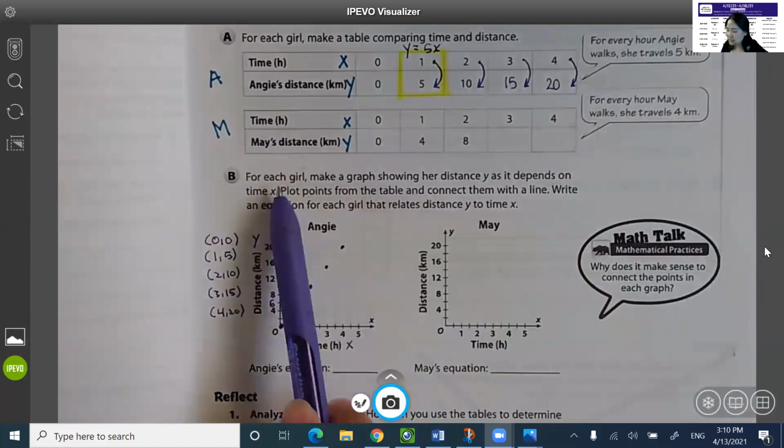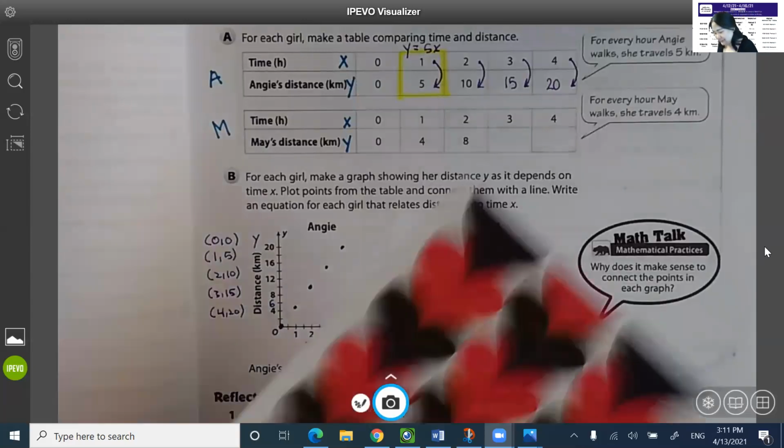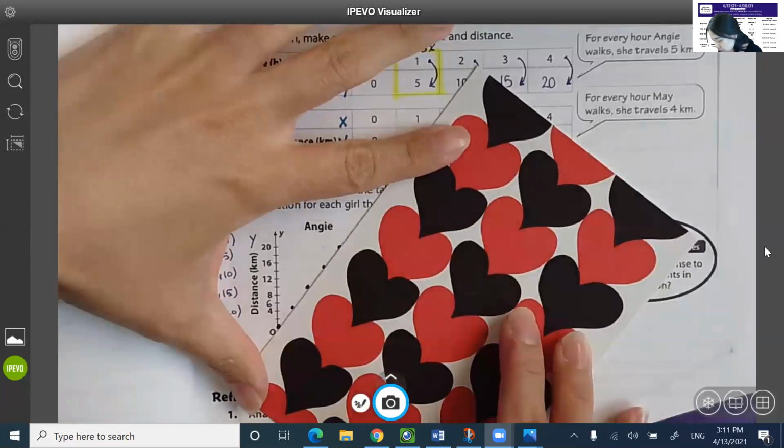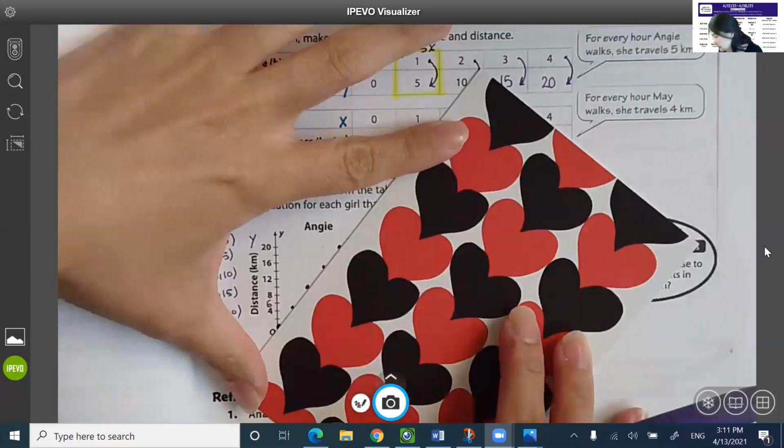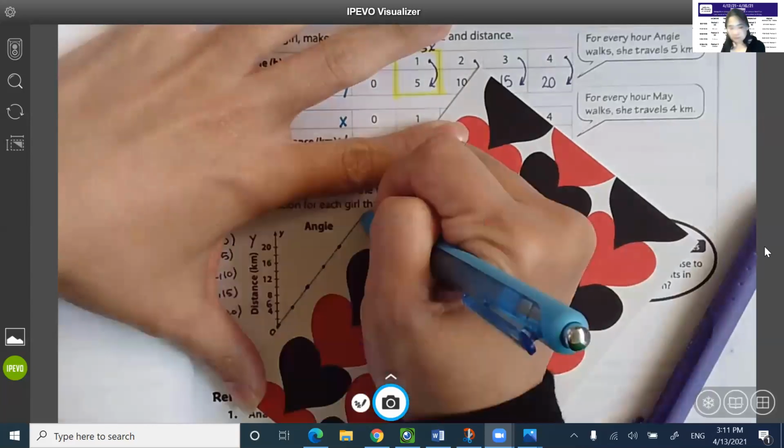So it says for each grade, make a graph showing her distance y as it depends on time, which is x. Plot points and connect them with a line. I plotted the points. Now I'm going to connect with the line. Let me get out my straight edge, which is like an index card. Okay, so I'm going to draw a line and hopefully you guys realize a pattern.